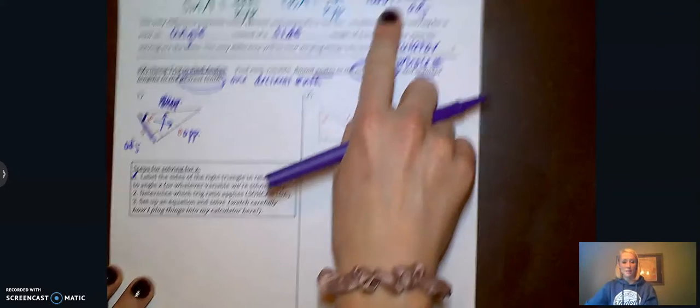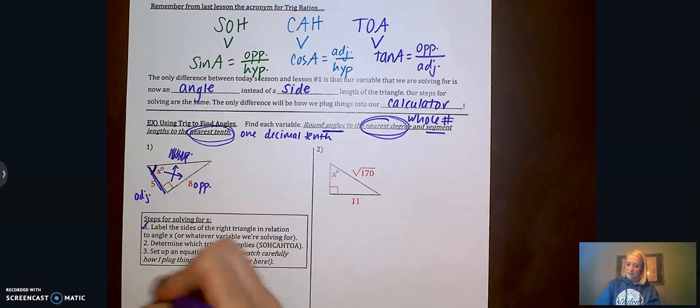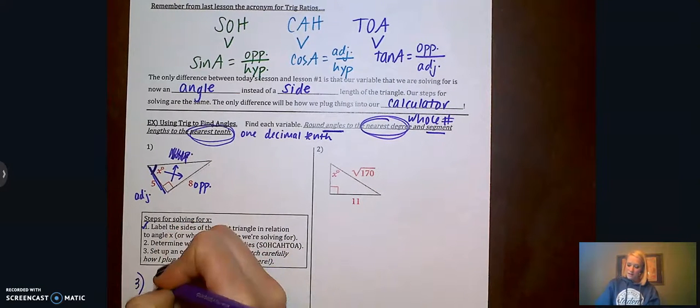So that's the trig ratio that I want to use. Okay, so here's how I set it up. I'm going to follow this setup right here. So the tangent, this is step 3.